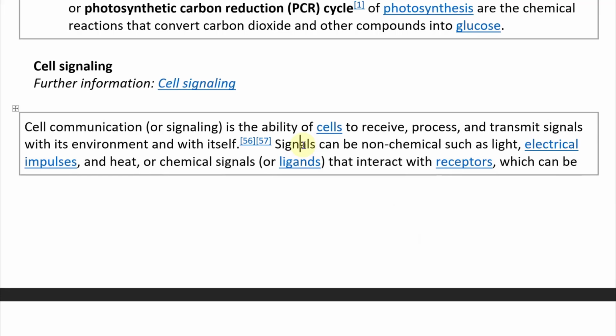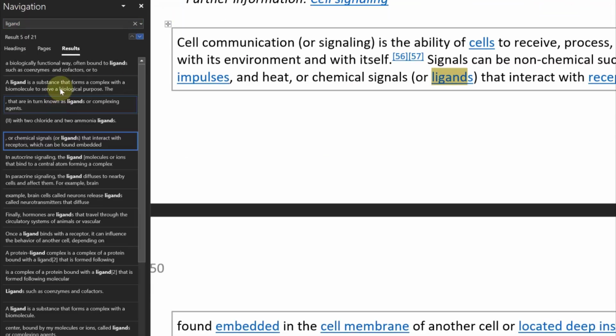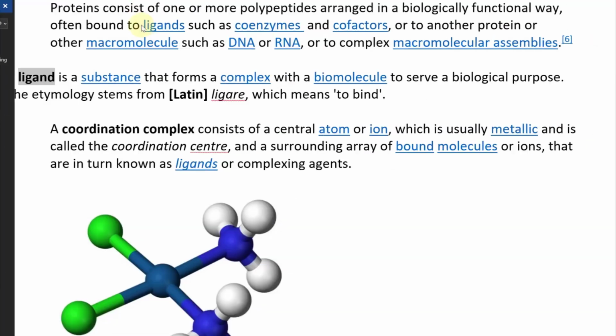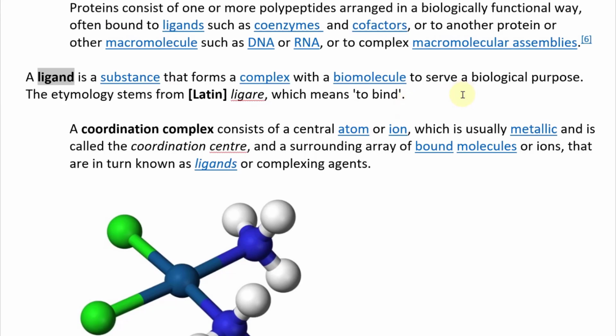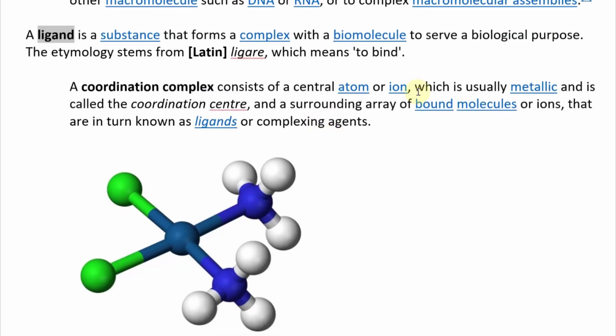And just for a refresher on ligands, when I mentioned it earlier, in the chemistry term, a ligand is a substance that forms a complex with a biomolecule to serve a biological purpose. The etymology stems from Latin, meaning to bind. A complex, or coordination complex, consists of a central atom or ion, which is usually metallic, called the coordination center, and a surrounding array of bound molecules or ions that are in turn known as ligands or complexing agents. So you have a bunch of ligands attached to this.